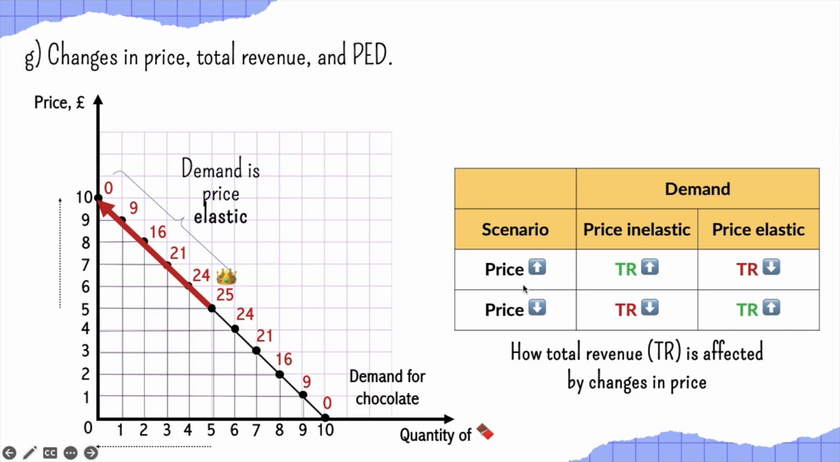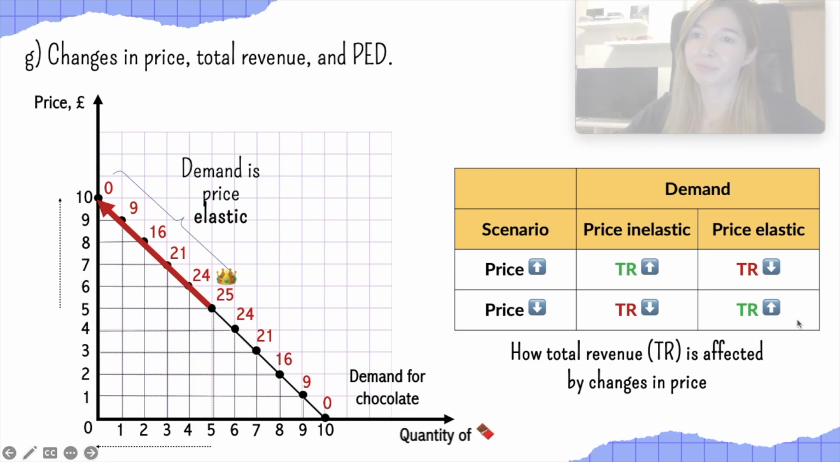Price is increasing, demand is price inelastic. What happens to total revenue? I hope using this example with those very simple, easy numbers, using this analysis, you will be able to answer these questions in your exam.